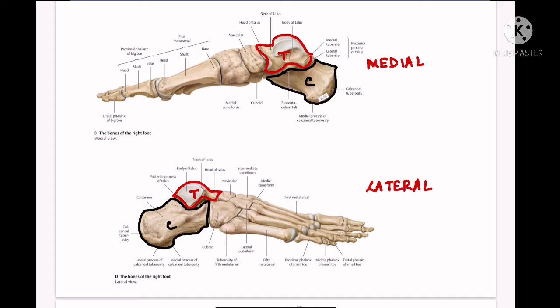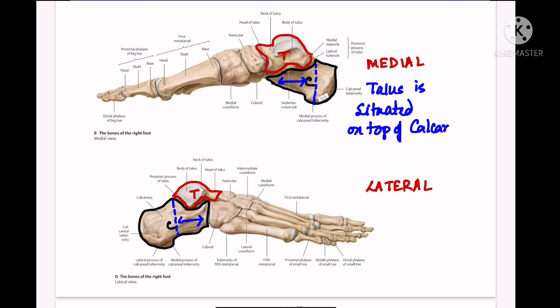the calcaneus. Talus is sitting on top of the anterior two-thirds of the calcaneus. Talus is situated on top of the anterior two-thirds of the calcaneus.